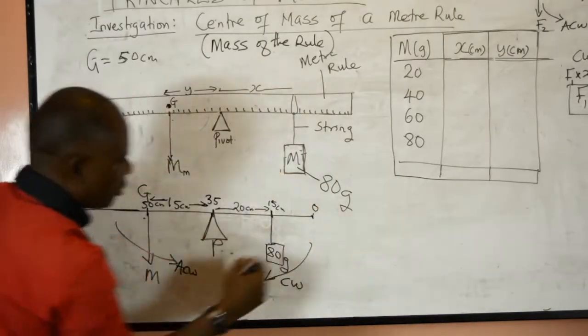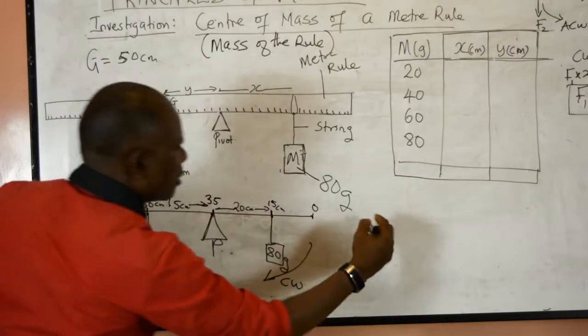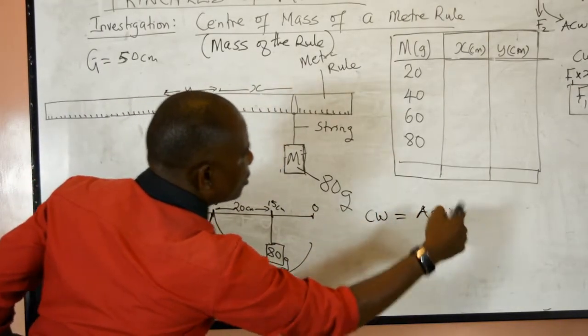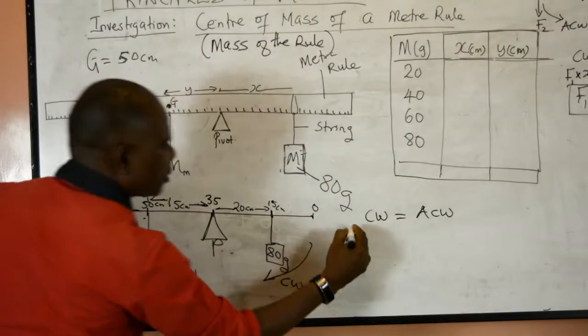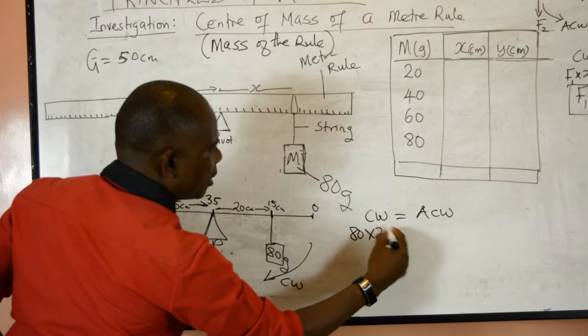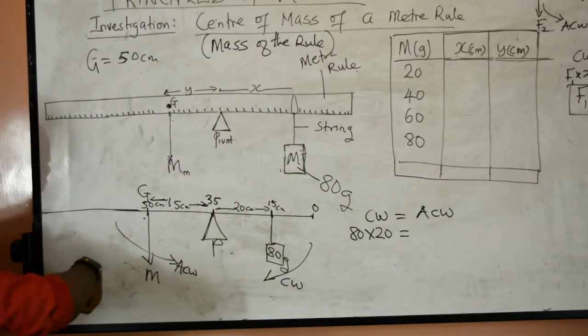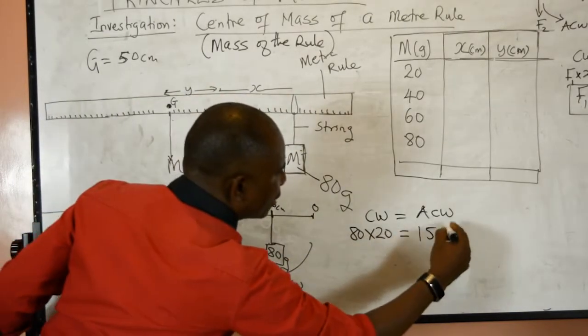It's the clockwise turning moment. This is 80 times, that's why I call it 60. The clockwise turning moment must be equal to the anti-clockwise turning moment. So it is force times perpendicular distance. So this is 80 times 20, which must equal the anti-clockwise moment. This is 15 times m. So I have 15 times m.